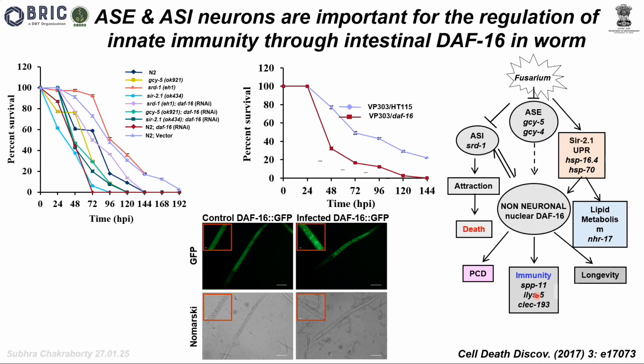We came up with this model later on, of how it happens. Basically in the ASI there are GCY5 and GCY4, which are transmembrane receptors, and that starts the signaling. It goes to a non-neuronal nuclear DAF16, which is intestinal DAF16, and by the use of CLEC, ILYS and SPP, that actually develops the immunity against Fusarium in the worm.